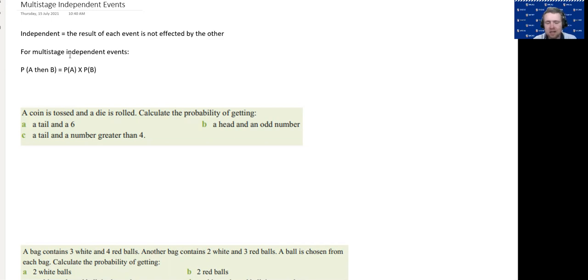And independent ones are easier to calculate because basically, we should be familiar with this notation here of P brackets and then inside the event. So if we have an event A and then an event B, they could be anything, it could be tossing coins or rolling dice or anything whatsoever. The probability of A then B is going to be equal to the probability of A multiplied by the probability of B. Okay, so that's the key thing that we need to know. If we've got a chain of events happening, we multiply their probabilities to find out the probability of them all occurring together.